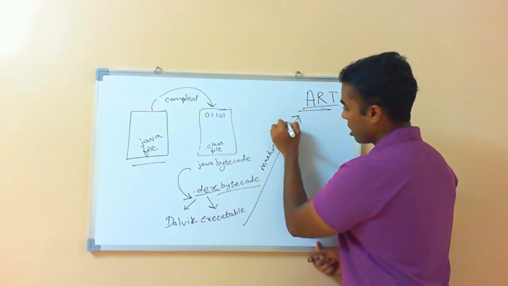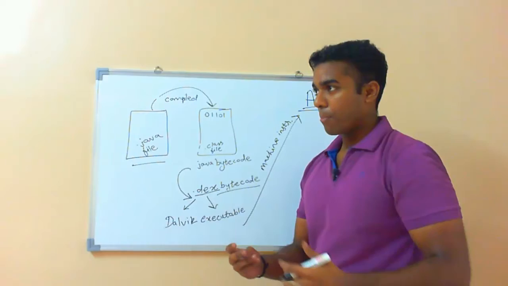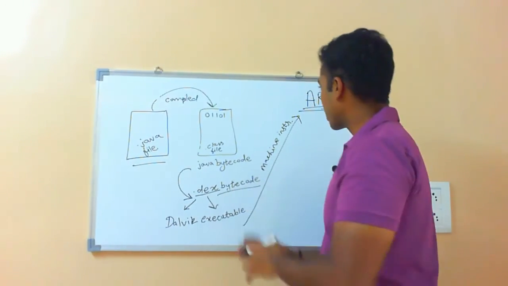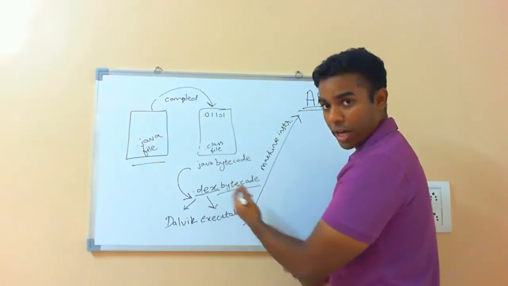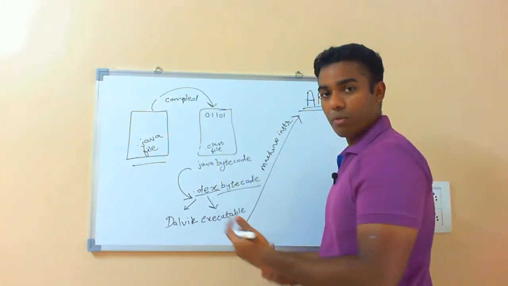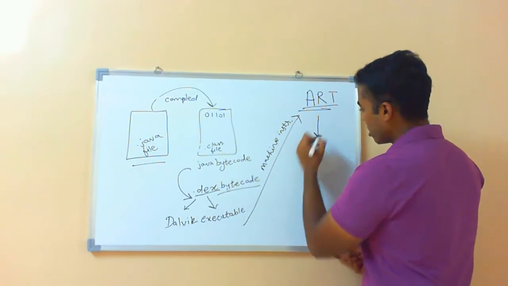Machine instructions means, for example, load or jump to a particular section of code which the machine understands. So ART is responsible for translating this dex bytecode into machine instructions, so that our machine can understand what to perform, which activity to perform, and where to navigate.